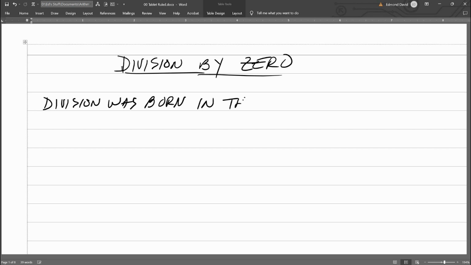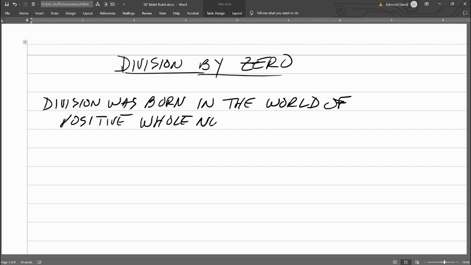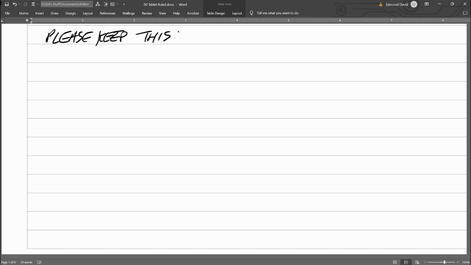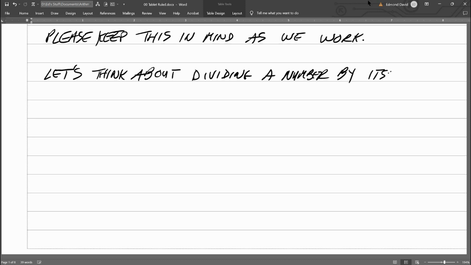Elementary division was born in the world of positive whole numbers. For the subject we are now investigating, there are no fractions and there are no negative numbers. Please keep this in mind as we work. Let's think about dividing a number by itself.